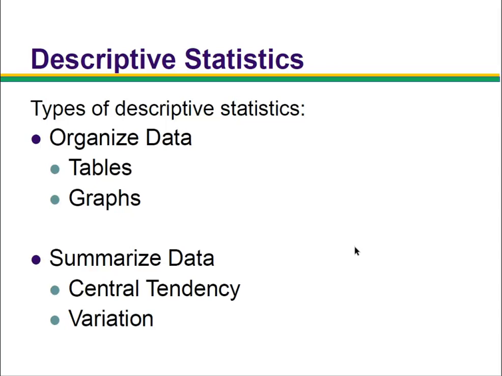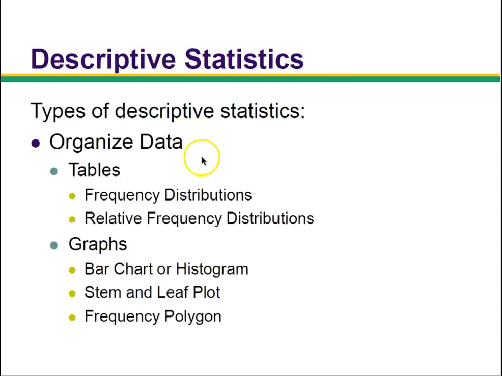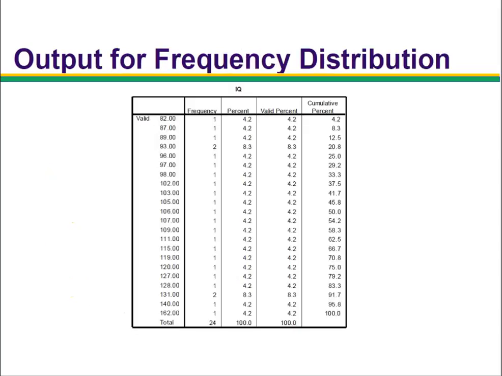So what are the different types of descriptive statistics? We can organize data in tables or graphs, and we can also summarize data through measures of central tendency and measures of variability or variation. Tables will include frequency distributions and relative frequency distributions, and graphs will include bar charts or histograms, stem and leaf plots, and frequency polygons.